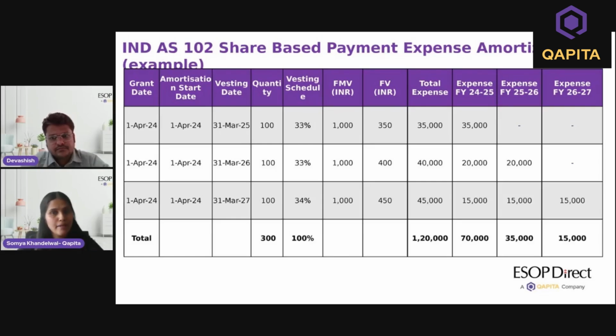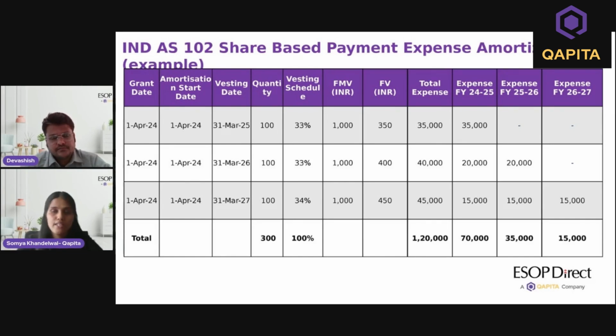So the total expense for each vesting tranche would be, for the first vesting, 350 is the fair value multiplied by 100. So that gives a 35,000 accounting cost for the first vesting. Similarly, 40,000 and 45,000 for the second and third vesting. And the total accounting cost is 1,20,000.